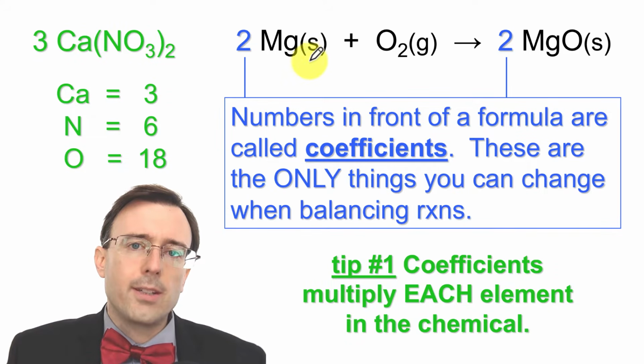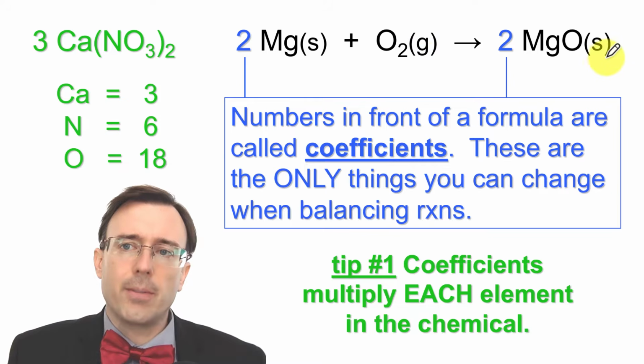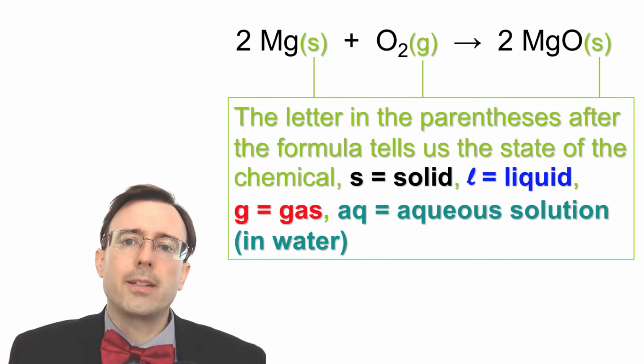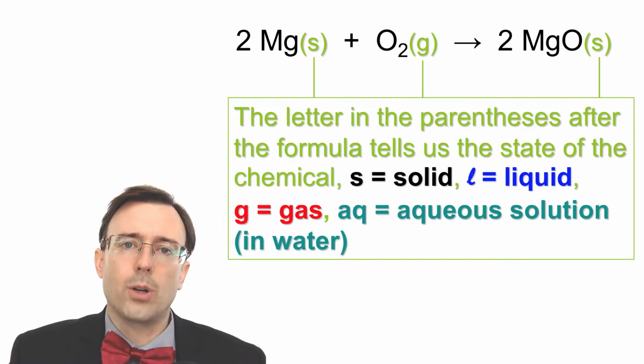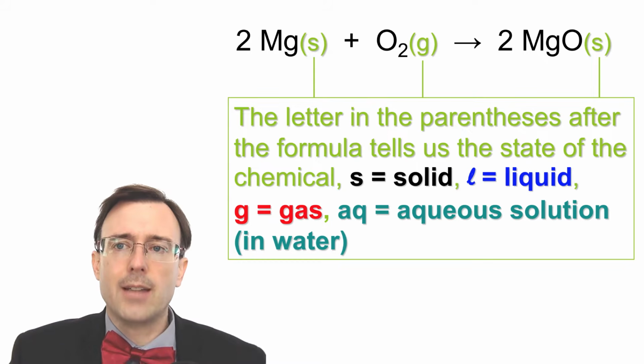Additionally, you're going to notice these different letters after each of these chemicals. What do you think those are? It turns out that those represent the state of the chemical. So S stands for solid, L stands for liquid, G stands for gas, and AQ stands for an aqueous solution. So anytime you have AQ, it means that chemical is dissolved in water. In this case, the magnesium here is a solid, oxygen is a gas, and magnesium oxide is a solid.